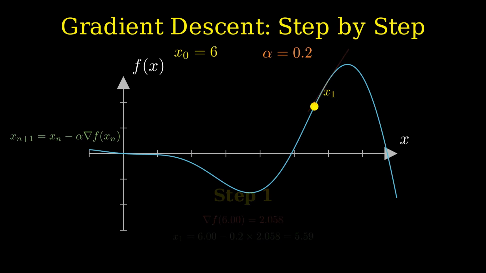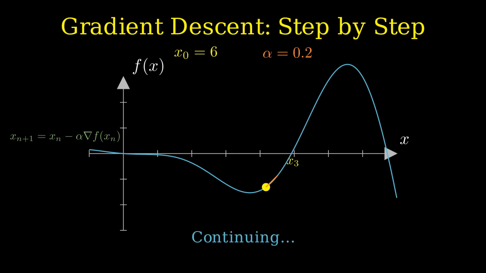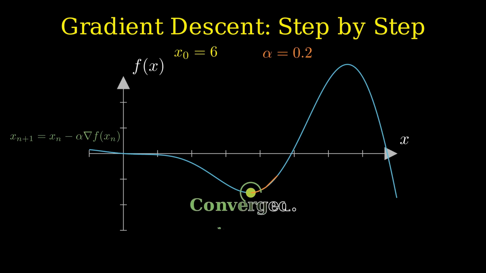Step 2. At our new position, the gradient is 2.758. So x2 equals 5.59 minus 0.2 times 2.758, giving us 5.04. We're sliding down the hill, getting closer to the valley. Step 3. The gradient is now 2.626. Another update brings us to x3 equals 4.51. Continuing this process. Step 4, Step 5, Step 6.